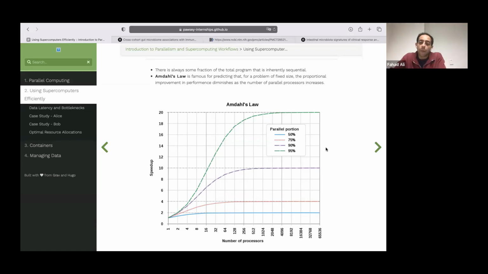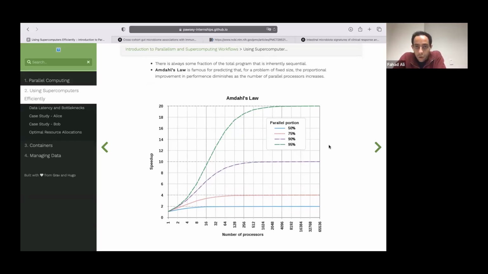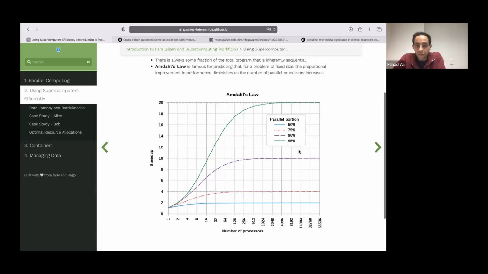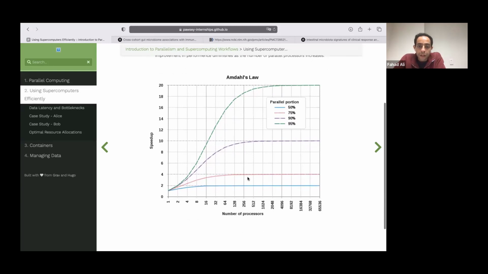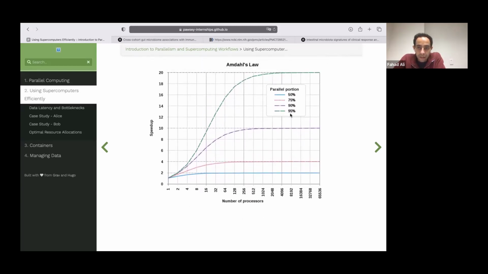Okay. And we've got Amdahl's law. What that basically indicates is that for a given problem, the improvement you get in parallelization will actually plateau eventually as you add more processors. So you can see, let's say that you have a task that is 95% parallel, down to 50% parallel. Adding more processors will give you a speed boost up until a point, but then it actually plateaus.